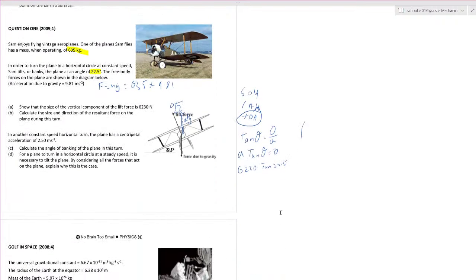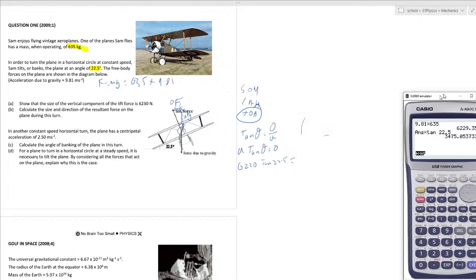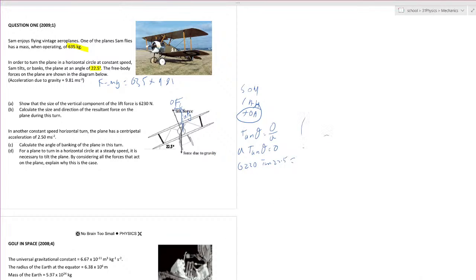Oh, sorry, I've just realized again that you can't see the things that I'm doing down there. I've just written out the adjacent tan theta equals the opposite, and it's 6230. In fact, I've just used the number that was in my calculations before. Remember to use the number that is calculated, not the number that's rounded. Tan 22.5, and that's going to equal 3475 newtons, to the left, or center of circle.